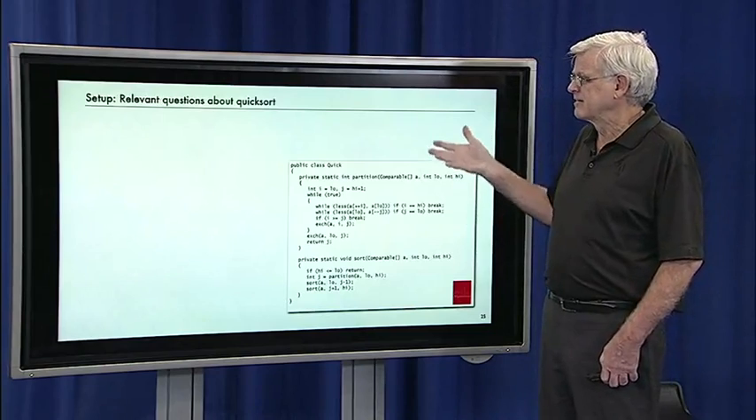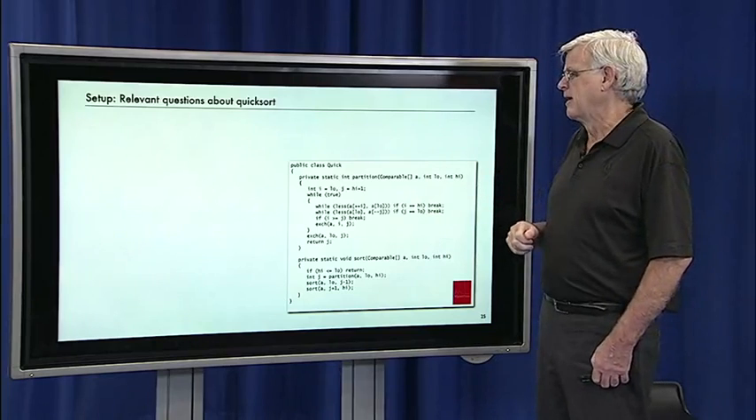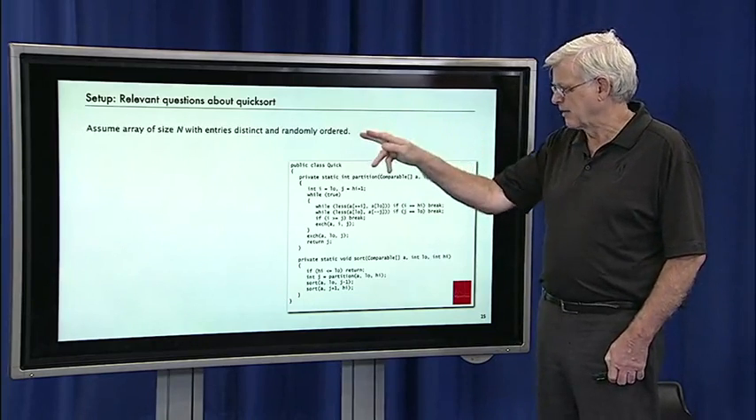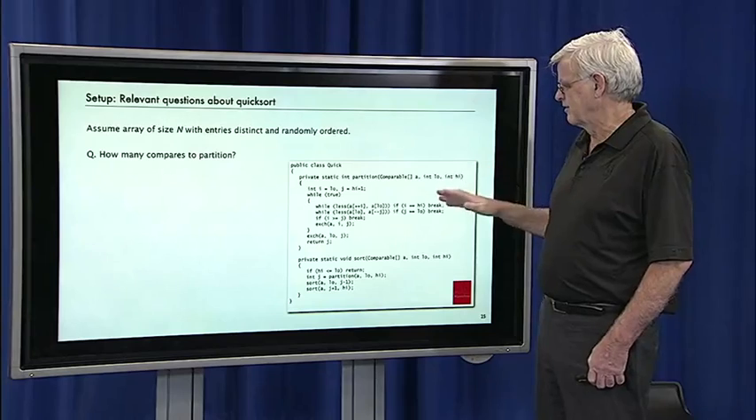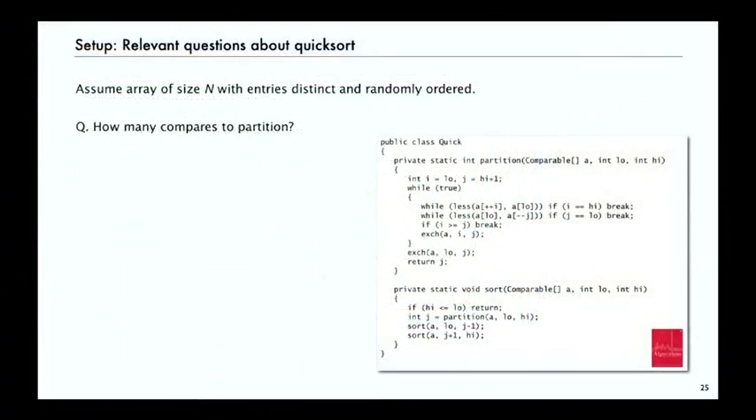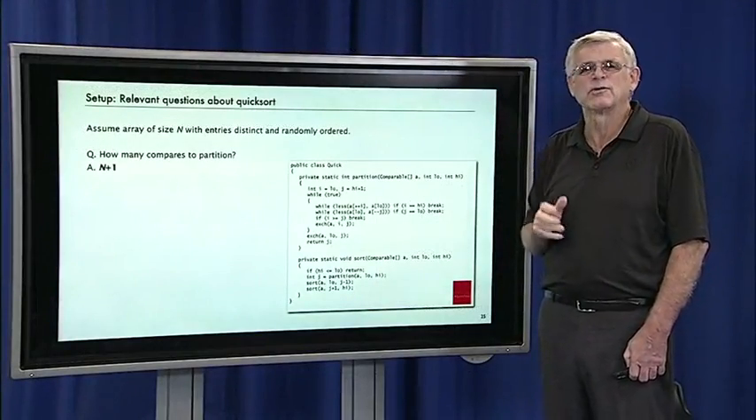In that context, there are now some relevant questions about this Quicksort code. We're going to assume an array of size n, with entries distinct and randomly ordered. The first question is, let's break out the partitioning process. How many compares are involved in partitioning? That doesn't take much analysis to see: every item in the array is touched in order to get the partitioning done, and actually there's one extra because the partitioning indices cross. So it's n plus 1.